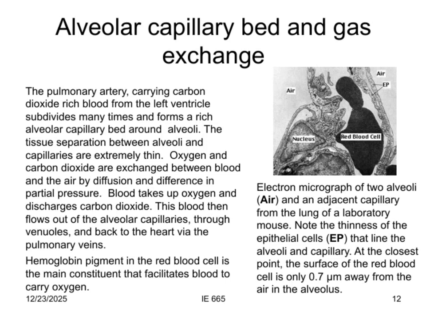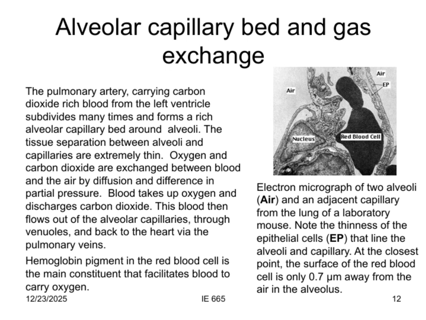In this slide, we see an electron micrograph of 2 alveoli along with an adjacent capillary from a laboratory mouse's lung. What's particularly striking here is the thinness of the epithelial cells, marked as EP, that line both the alveoli and the capillary. This thin barrier is crucial because it facilitates efficient gas exchange. In fact, at the closest point, the surface of a red blood cell is only about 0.7 micrometers away from the air in the alveolus, highlighting just how close these structures are.